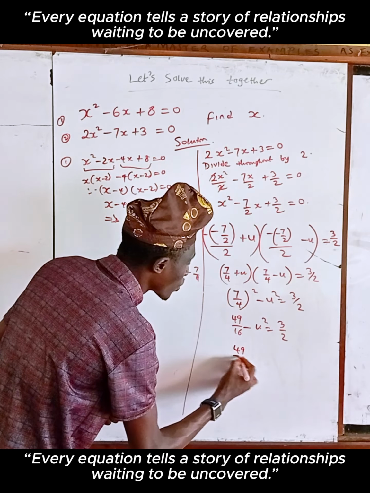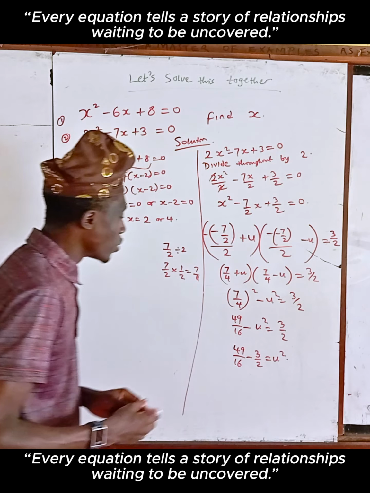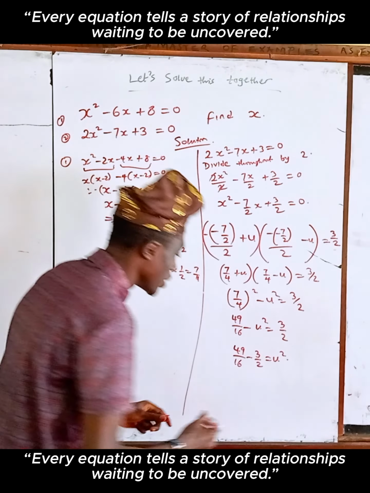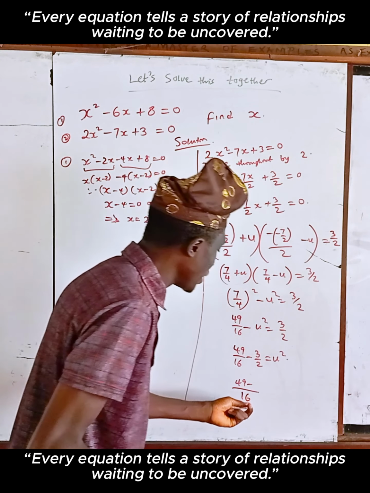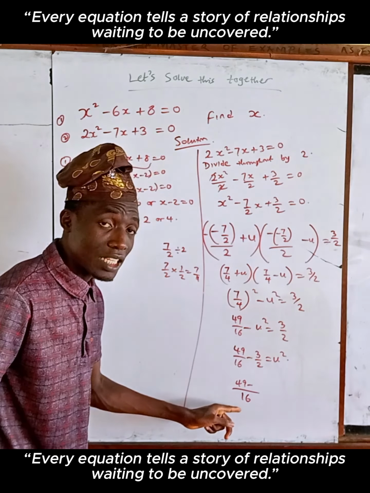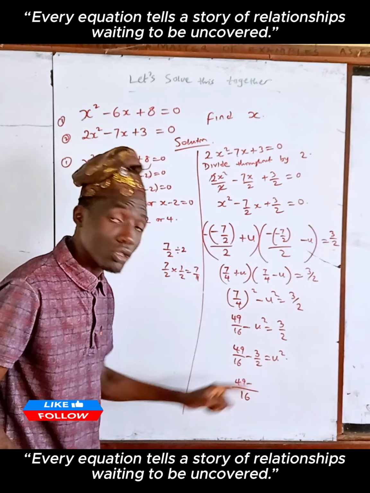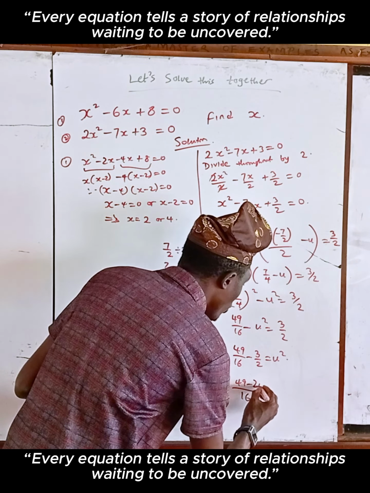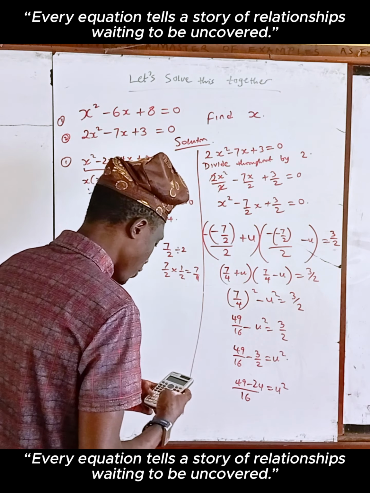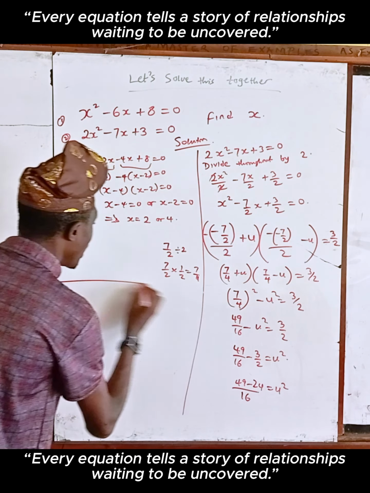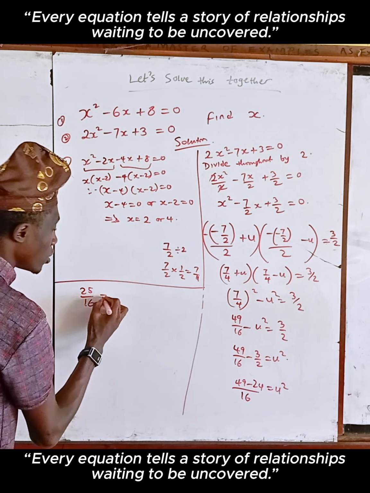Collect the like terms. So you have 49 divided by 16 minus 3 over 2 is equal to u squared. If you check this very well, what is our LCM here? Our LCM is going to give us 16. So we have 16 into, that is 49 minus, 16 divided by 16 gives us 1. So 1 multiplied by 49, that is where we have 49. Now, 16 divided by 2 is going to give us 8, that gives us 24, which is equal to u squared. Now, let's simplify and get our answer. 49 minus 24 gives us 25. So from this place, we now have 25 over 16 is equal to u squared.